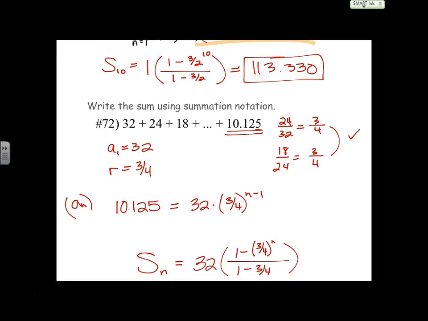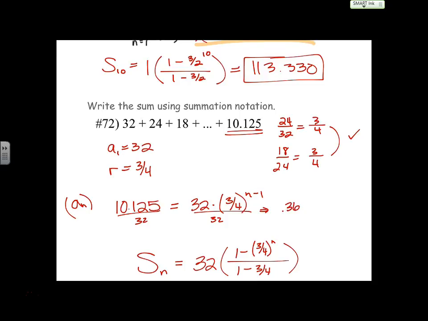How do I solve for n? He's in the power. You might not know the entire way, but how do you start solving the equation? Divide by 32. Yeah. We divide both sides by 32. 10.125 divided by 32. Anybody have that?